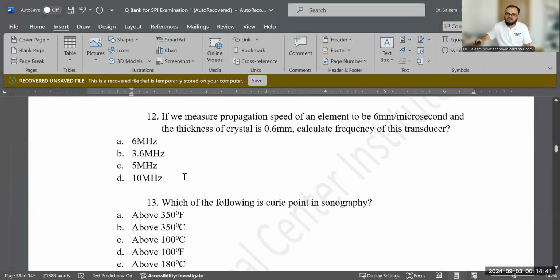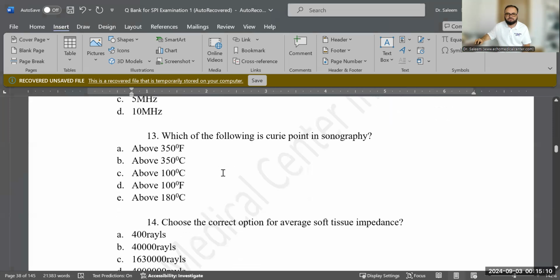Exactly, C is the correct answer. 5 megahertz. Why? Because we have a formula, if you remember, it says propagation speed of the sound in the crystal divided by 2 times the thickness of the crystal. So here, 6 millimeter divided by 2 times the 0.6, and that will be 1.2. So 6 divided by 1.2, and the answer will be 5 megahertz. Absolutely correct. Let's do the next one.